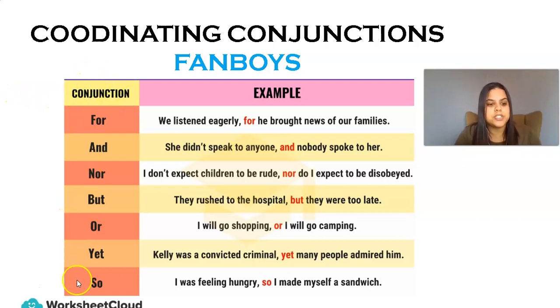So the conjunction is here on the side, which spells out the word FANBOYS, and they give you an example for each of them. And I thought that it might be useful for you, grade 4s, for me to go through these examples with you. So for: we listened eagerly, for he brought news of our families.